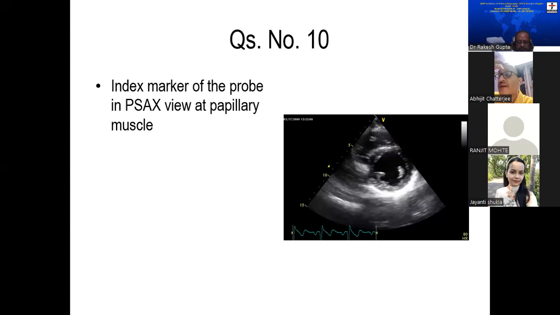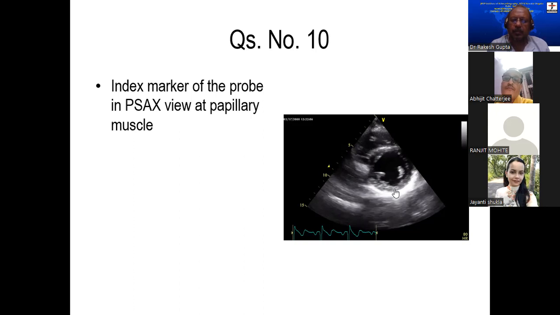And suppose I say it is at the level of the apex. So why am I wrong? Because there are two tiny structures seen inside the cavity. These are the papillary muscles. And what are the other structures that you can see in this view? There is LV, there is RV, there is interventricular septum.